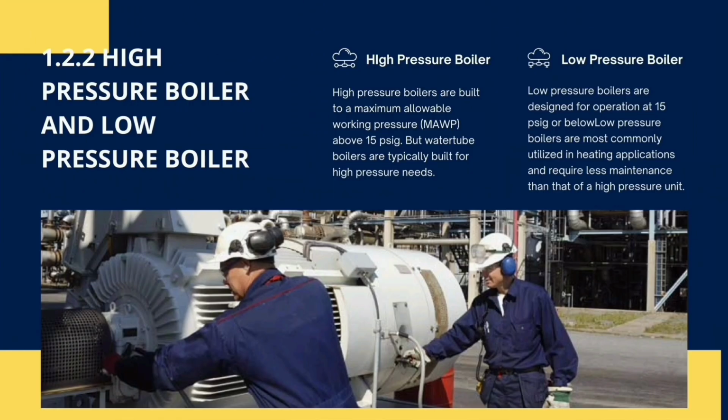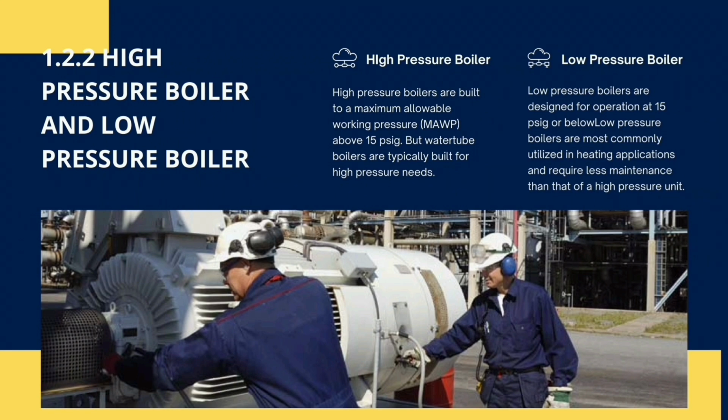Next is high pressure boiler and low pressure boiler. High pressure boilers are built to a maximum allowable working pressure MAWP above 15 psig, and water tube boilers are typically built for high pressure needs. Low pressure boilers are designed for operation at 15 psig or below. Low pressure boilers are most commonly utilized in heating applications and require less maintenance than that of a high pressure unit.